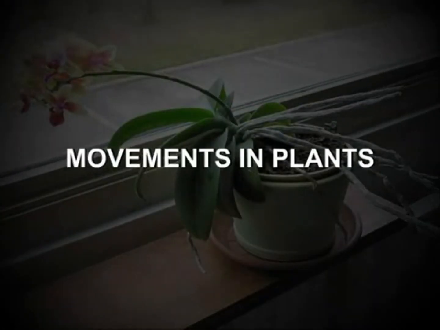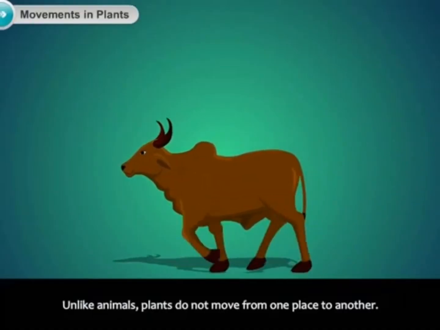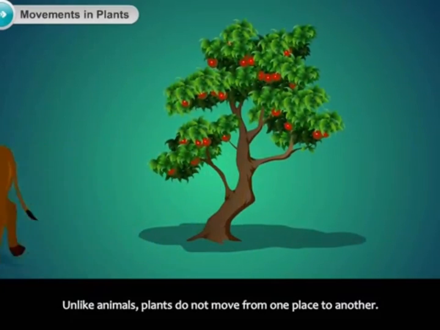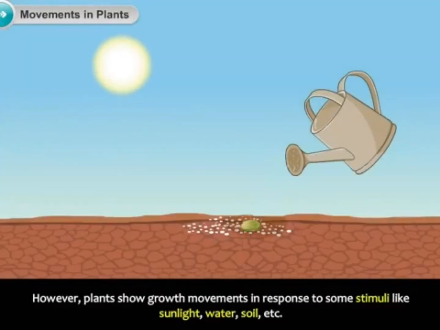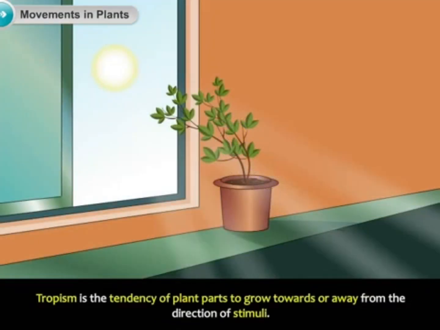Movements in plants. Unlike animals, plants do not move from one place to another. However, plants show growth movements in response to some stimuli, like sunlight, water, soil, etc. Tropism is the tendency of plant parts to grow towards or away from the direction of stimuli.